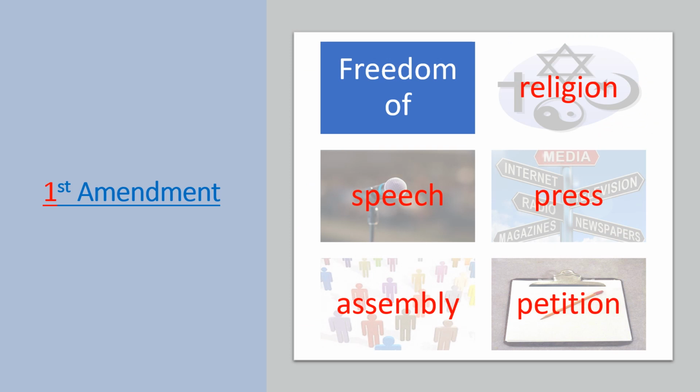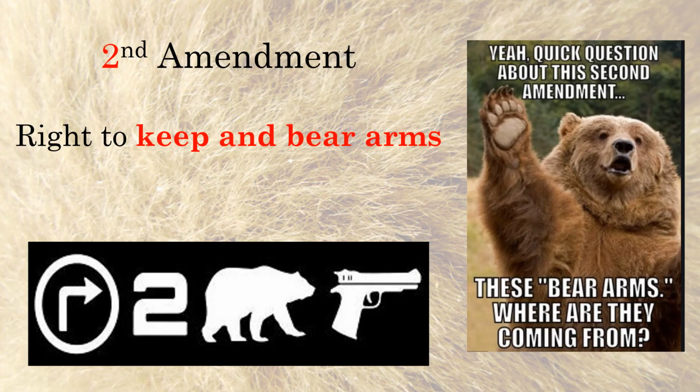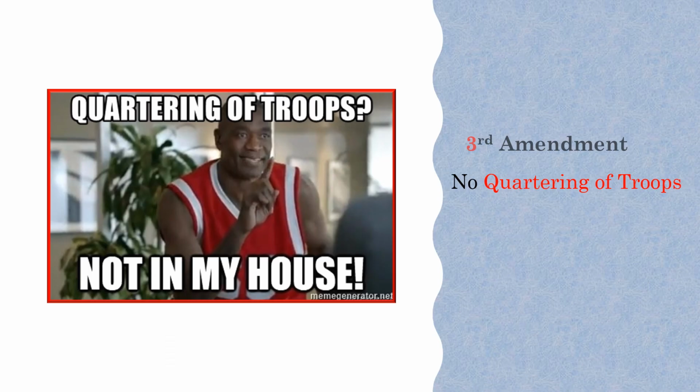So, let's get started. I'm going to break these down really quick and fast because we will go over each amendment more in depth in class. The first amendment is 5-part: freedom of religion, freedom of speech, freedom of press, freedom of assembly, and freedom to petition. Second amendment, right to keep and bear arms.